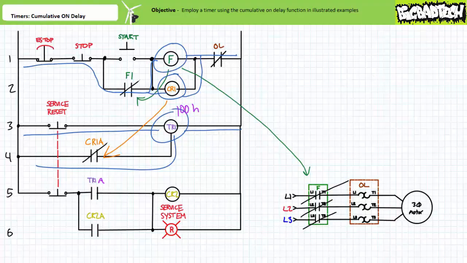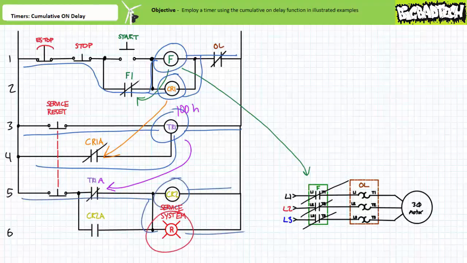Just prior to go home time, 100 hours is accumulated. At this point, the timer executing the cumulative on-delay function tells contact TR1A to close. The now closed TR1A contact energizes the coil of regular control relay CR2 and the red service system light. Contact CR2A immediately closes and establishes a holding circuit, thereby maintaining the state of CR2 and the service system light. An operator can now shut down the system by pressing the stop button.